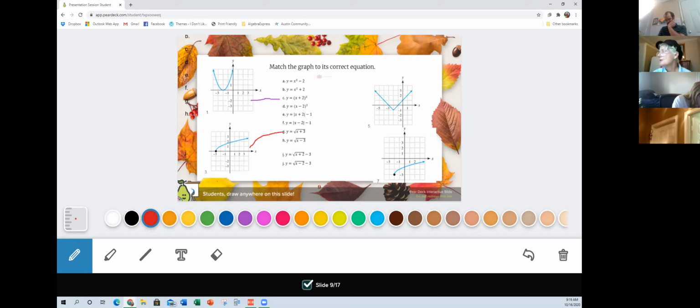Okay, good. So you know that it is a V shape, so it's going to have to be either E or F. And it shifted to the left 2, so that means plus 2 is going to be on the inside of the function. And then it shifted down 1, so it's going to be minus 1 on the outside of the function. So it would be E.